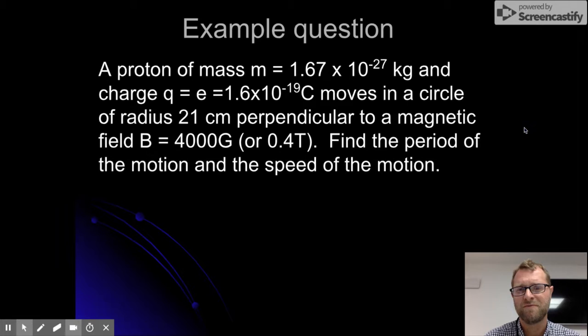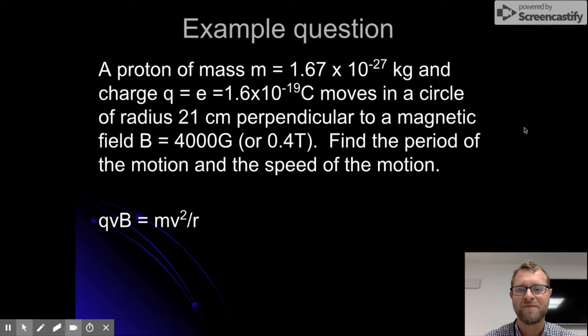So here's my example question. A proton of mass m equals 1.67 times 10 to the minus 27 kilograms, with a charge equivalent to an electron, 1.6 times 10 to the minus 19 coulombs, moves in a circle of radius 21 centimeters, perpendicular to a magnetic field where B equals 4,000 Gauss or 0.4 Tesla. Find the period of motion and the speed of the motion. So we're looking for how long it takes to complete one rotation. Stop for a moment, pause, try and do this calculation, then I'm going to take you through it.